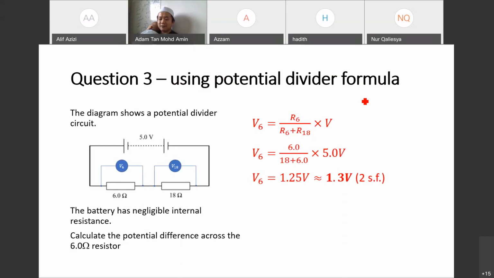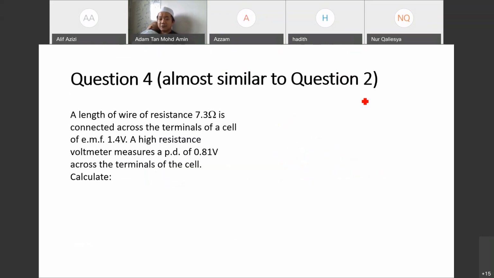Okay. Right. This question is almost similar to question 2. Tiga part kan, A, B and C. So A and B is actually exactly the same. So you just repeat the values.